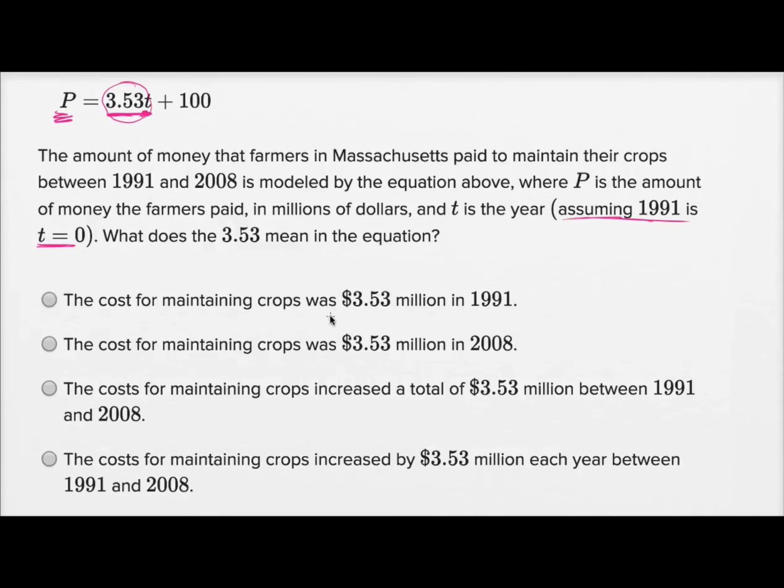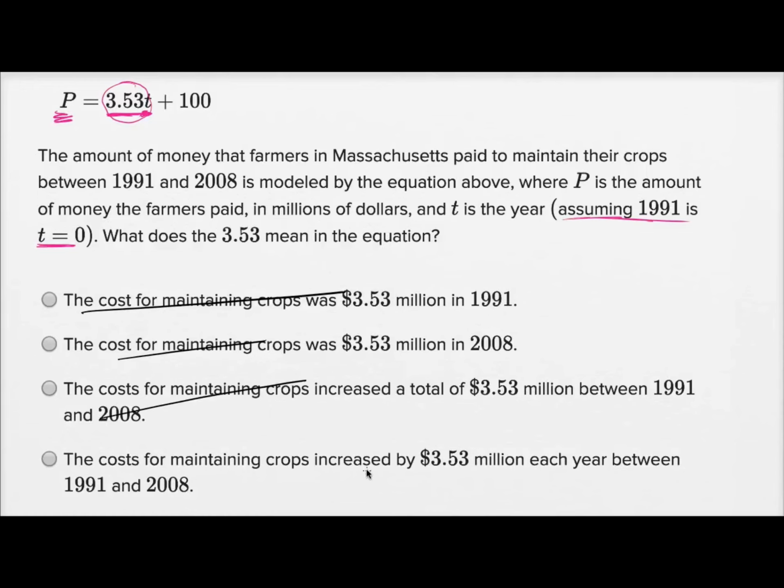The cost for maintaining crops was $3.53 million in 1991. No, that's just not true. In 1991, this term is 0, and it was $100 million. The cost for maintaining crops was $3.53 million in 2008. No, that's not going to be true either, because it's $100 million in 1991, and then each year it's going to increase by $3.53 million. The cost for maintaining crops increased a total of $3.53 million between 1991 and 2008. No, it's going to increase $3.53 million per year, not over the entire time span.